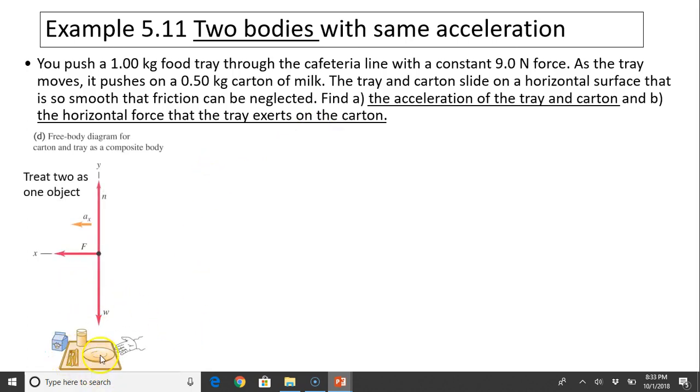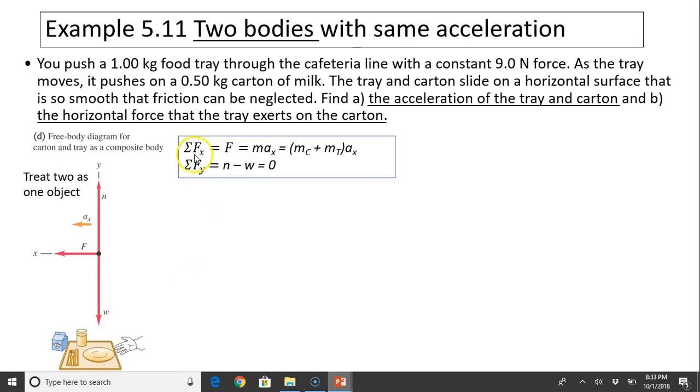Let's take a look. So here is a tray and here's a free body diagram. To find acceleration, we treat the two as one object. The reason for that is we get rid of the force in between. If we treat two as one object, we get rid of the force in between. So it makes it easier.